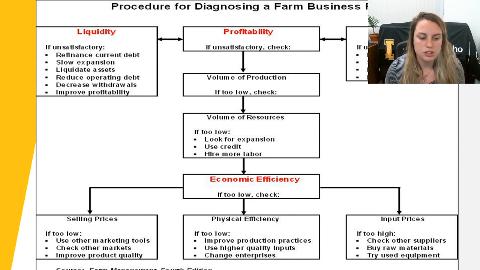If your selling prices are too low, use other marketing tools like the futures market. Check other markets. Could you go into a different market, a niche market? Improve your product quality. If physical efficiency is too low, improve production practices, use higher quality inputs, change enterprises. And lastly, input prices. If too high, check other suppliers, buy raw materials, try used equipment instead of new equipment.